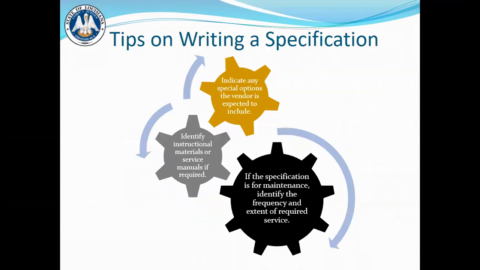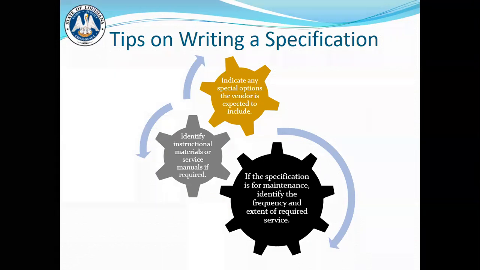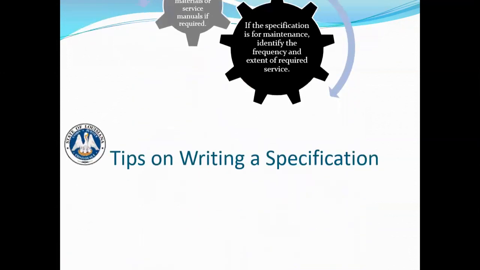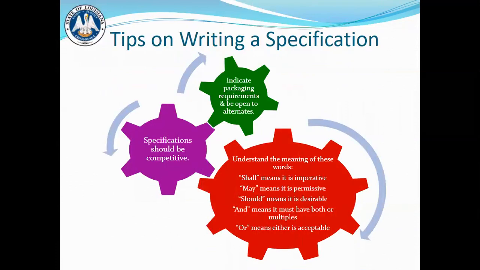You want to indicate any special options the vendor is expected to include. You want to identify instructional materials or service manuals if required. And if the specification is for maintenance, identify the frequency and extent of required services. Another thing you also want to do is indicate the packaging requirements and be open to alternatives.